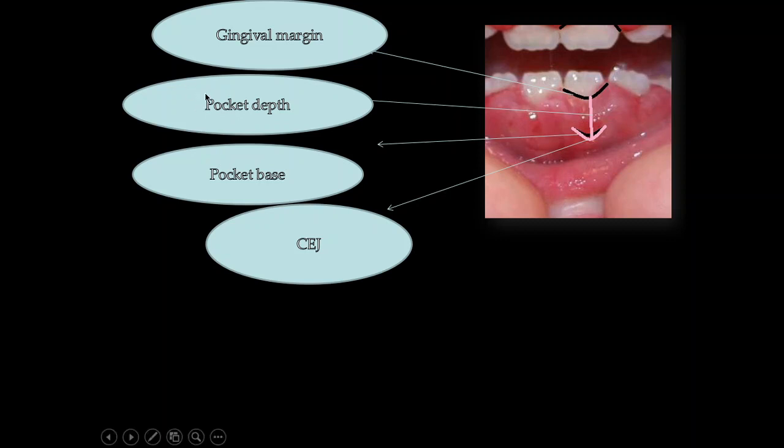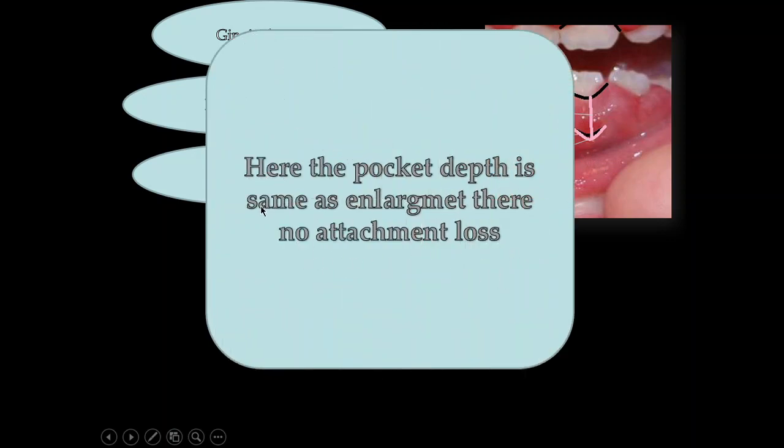So will you consider it as periodontitis? No, because the pocket depth is all above the CEJ. So here the pocket is the same as the enlargement, so there is no attachment loss. The attachment loss is the determination, or the difference, between gingivitis and periodontitis.